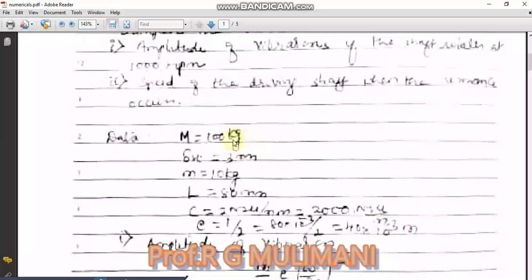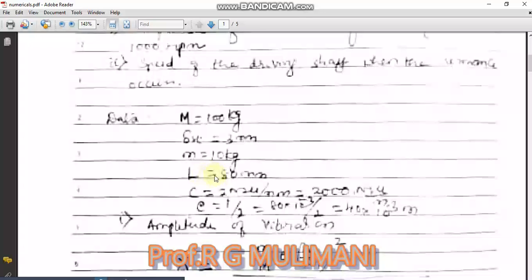Okay, total mass is given here, 100 kg. Static deflection is 3 mm. Mass of the moving part, that is the reciprocating part, 10 kg. Length of the stroke is 80 mm. If the length of the stroke is given, then you can calculate eccentricity by using L by 2 for the reciprocating part, or if the length of the piston reciprocation is given, then that length divided by 2 gives you eccentricity. And the C value is 2 Newton second per millimeter. Okay, convert it to Newton second per meter, so 2000 Newton second per meter. Okay, it is the conversion.